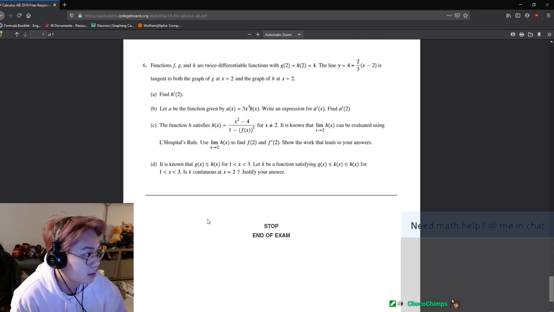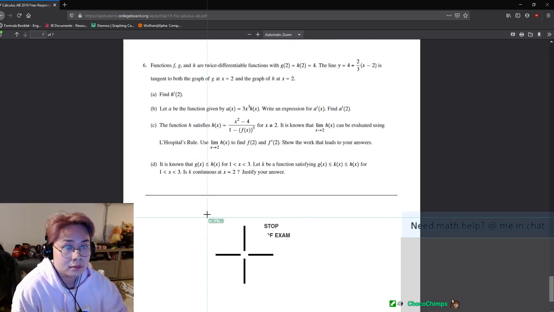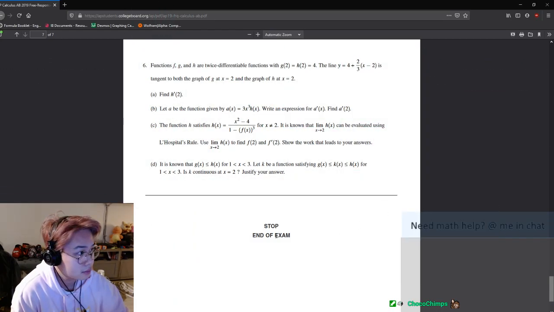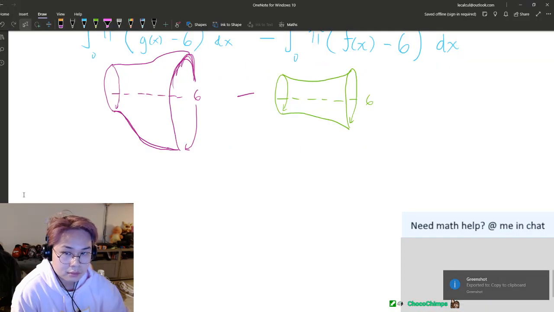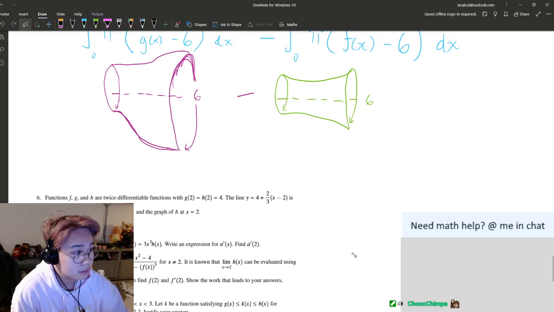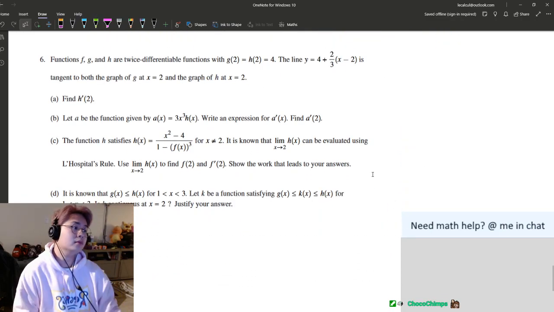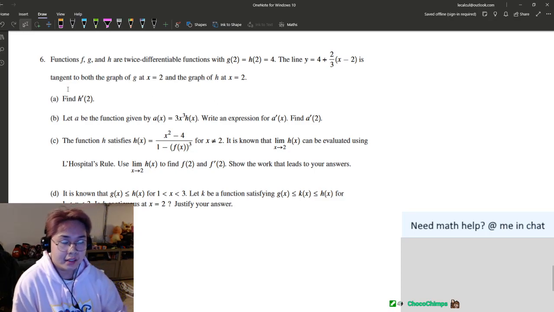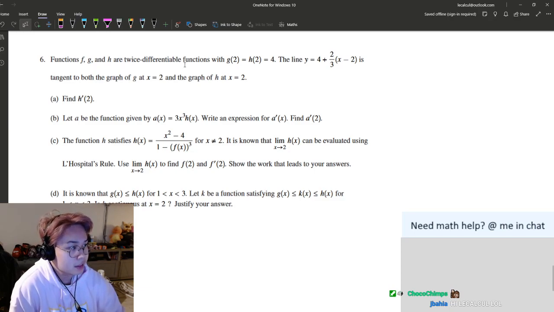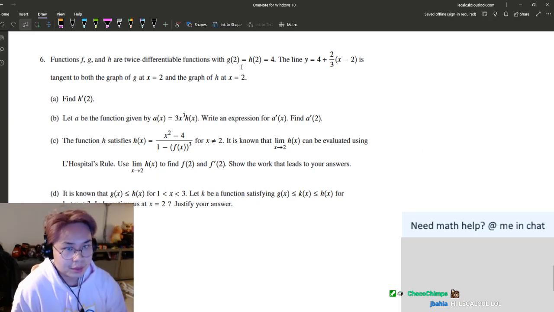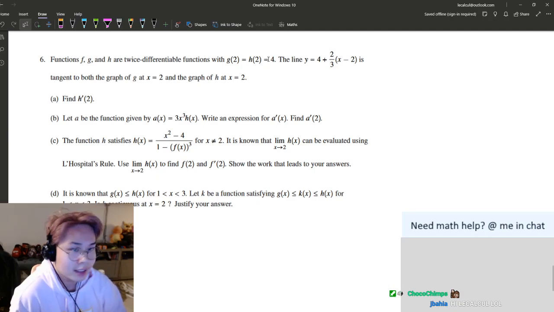And, last question. So let's see. F, G, and H are twice differentiable functions. And then we know that both g and h at 2 are equal to 4. And we have a line. And then this line is tangent to both the graph of g and also h at 2.